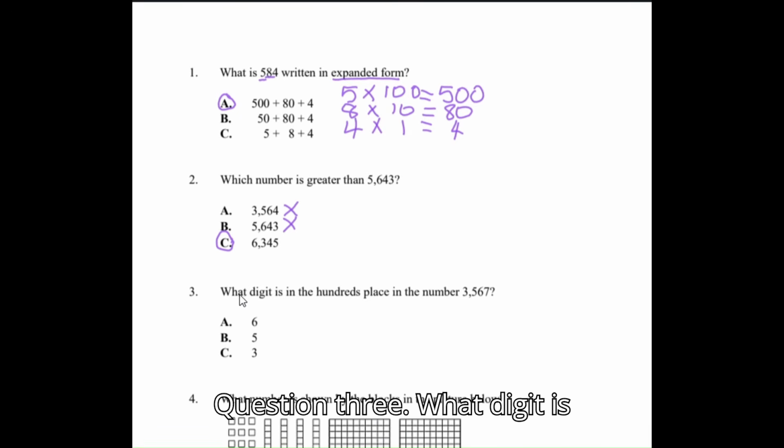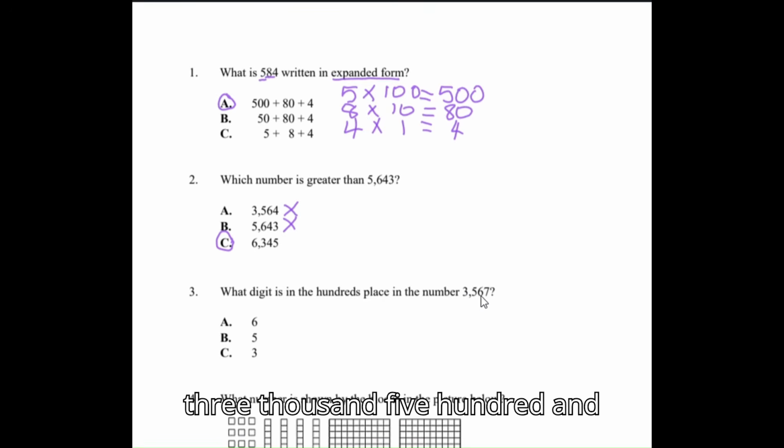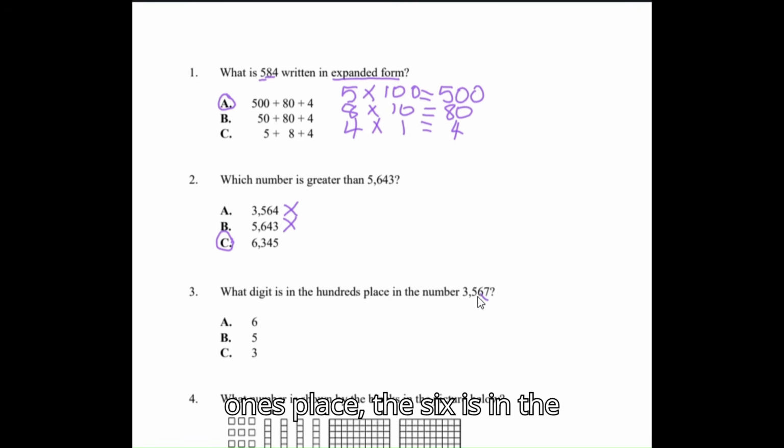Question 3. What digit is in the hundreds place in the number 3,567? Now let us look at the places. 7 is in the ones place, the 6 is in the tens place, and then the 5 is in the hundreds place. Pretty straightforward question.